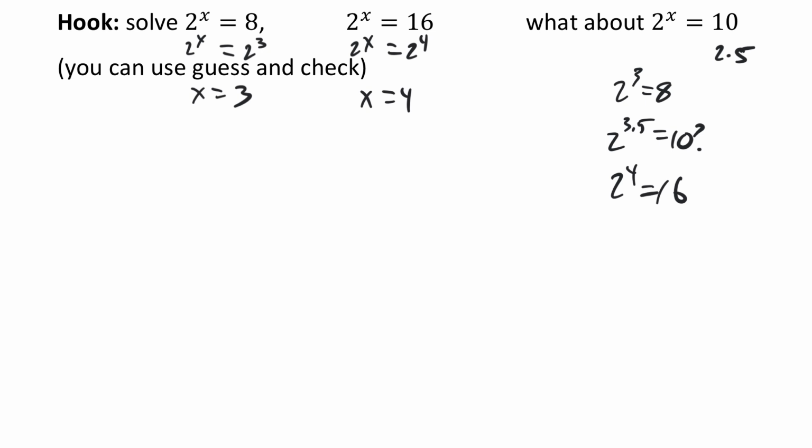And, just for fun, let's just try it. Let's try 2 to the power of 3.5. When I do that, I get 11.3. So not 10, I get 11.314.